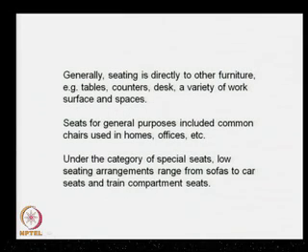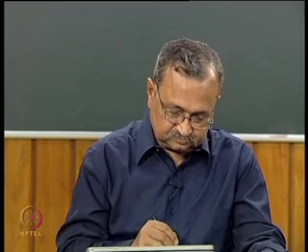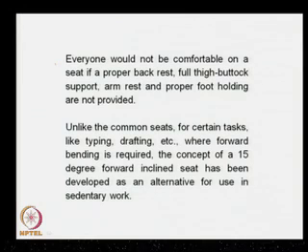Generally, seating is related to other furniture, as for example tables, counters, desks, and a variety of work surfaces and spaces should be considered. Seats for general purpose include common chairs used in homes, offices, etc. Under the category of special seats, low seating arrangements ranging from sofas to car seats and train compartment seats should be taken care of. Everyone would not be comfortable on a seat if a proper backrest, full thigh and buttock support, armrest, and proper foot holding are not provided.